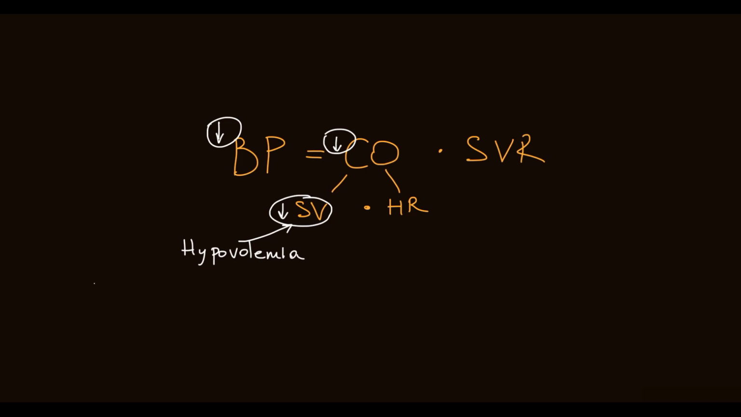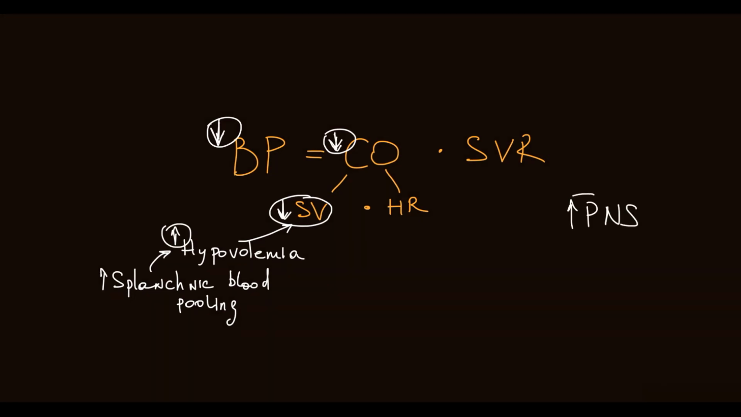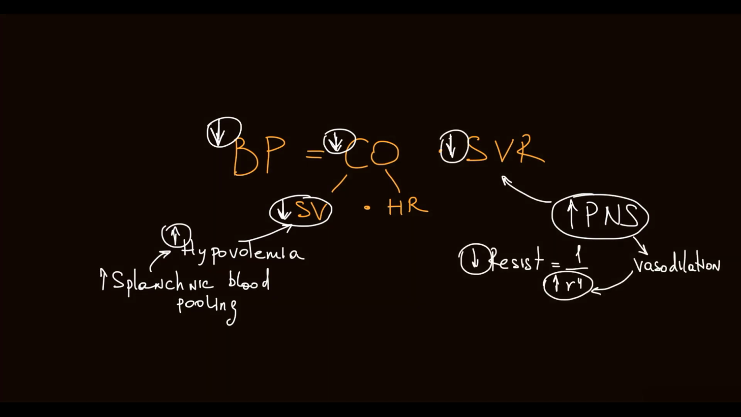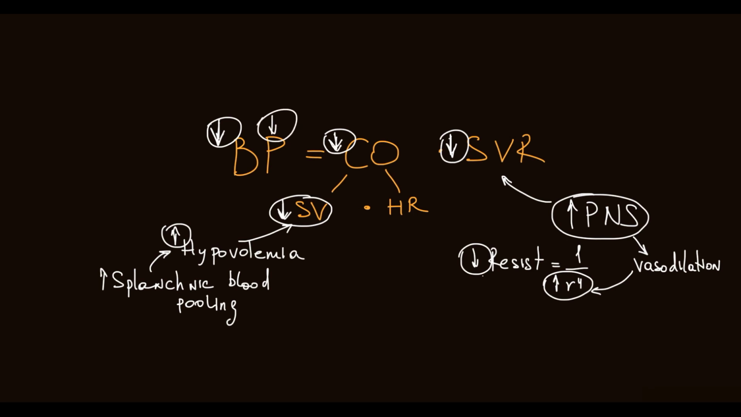So obviously the bigger the splanchnic blood pooling, the more severe the hypovolemia, and the more significant the fall in blood pressure. And activation of parasympathetic nervous system causes decrease in systemic vascular resistance, and decrease in systemic vascular resistance directly causes decrease in blood pressure. So basically fluid shift affects all factors that determine blood pressure.